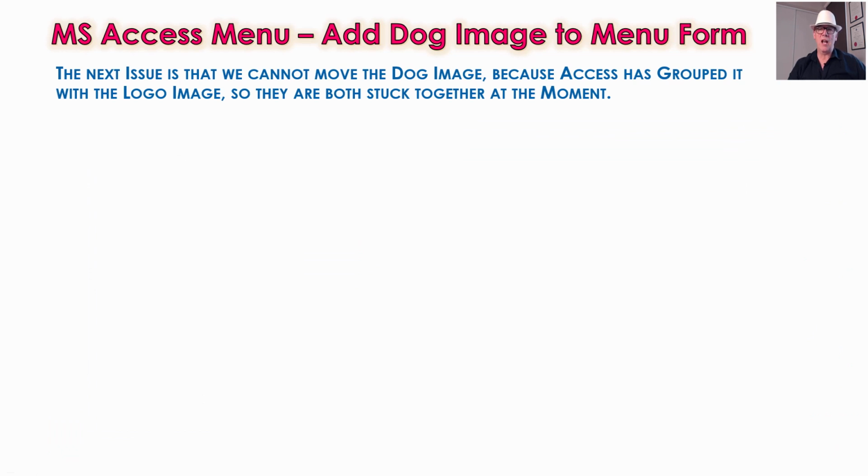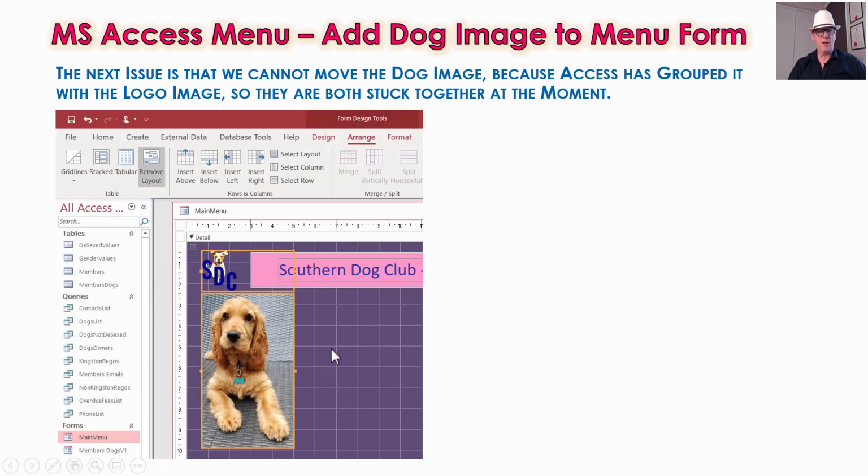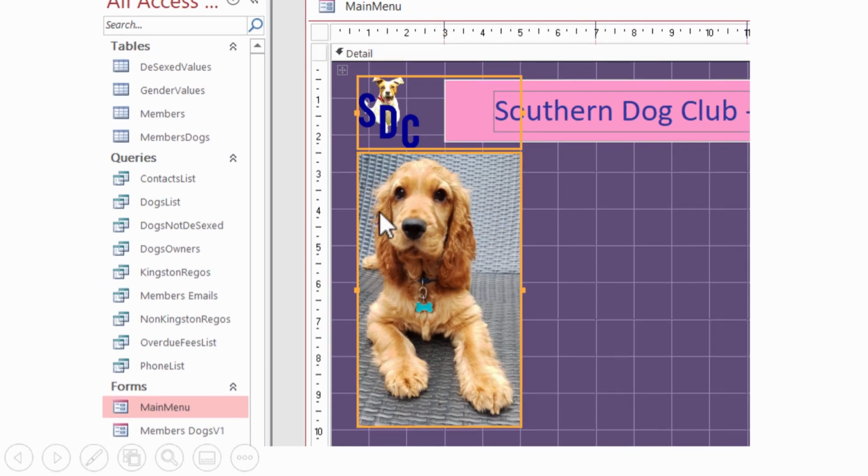The next issue is you cannot move the dog image because it's stuck together with the logo image. Yeah, so if we try to, we can make this smaller and stuff, but we want to move it down a little, but you can't move it because Access for some reason has grouped it in with this other picture box. So it thinks, oh, let's just join the two picture boxes together. Not sure why it wants to do that, but we can easily fix it. We've seen this in previous lessons.